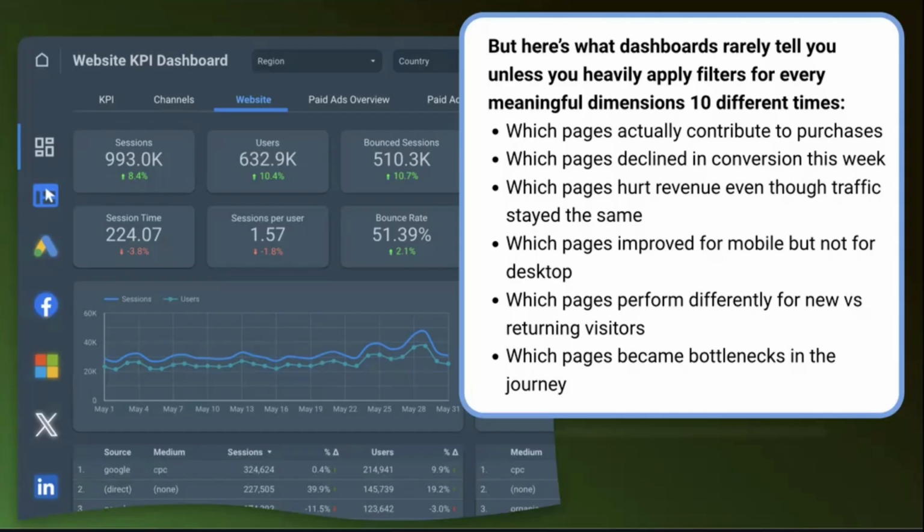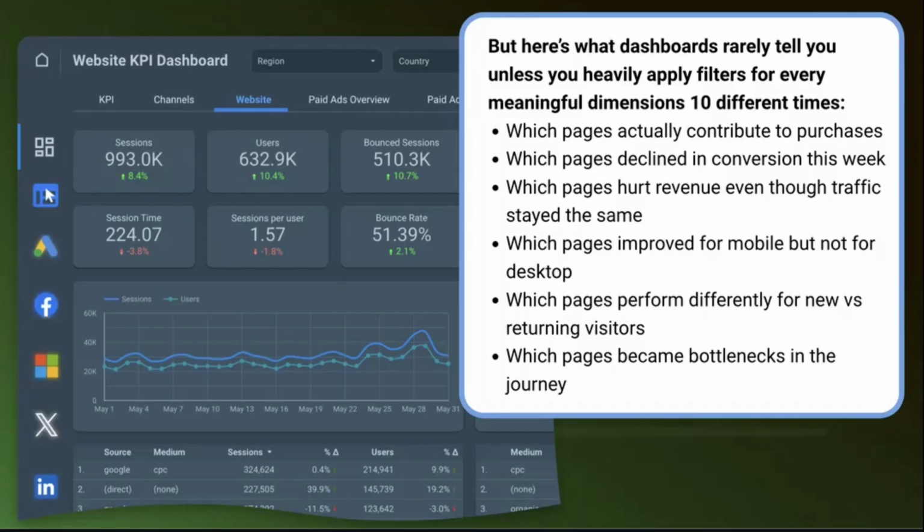Which pages actually contribute to purchases? Which pages declined in conversions this week? Which pages hurt revenue even though the traffic stayed the same? Which pages improved for mobile, but not for desktop? And the other way around. Which pages became bottlenecks in the journey, because traffic doesn't mean value? A page with high traffic can be a revenue black hole. A page with modest traffic can be the biggest moneymaker. And we all know this.